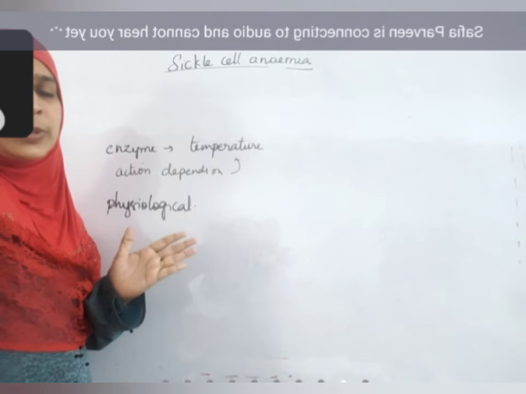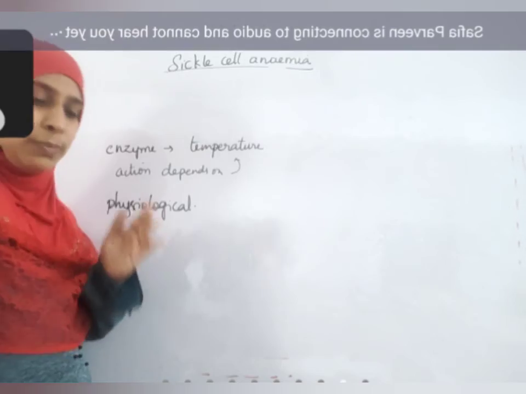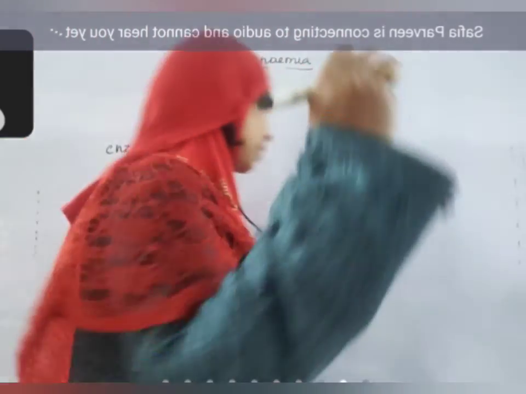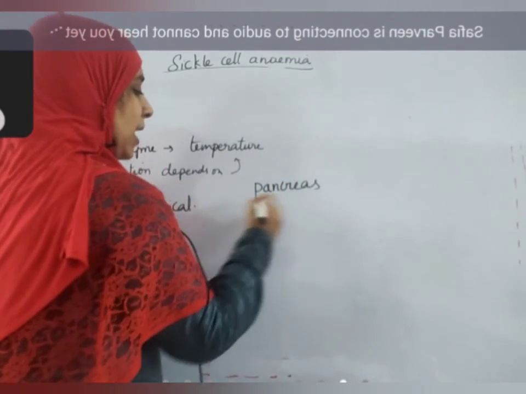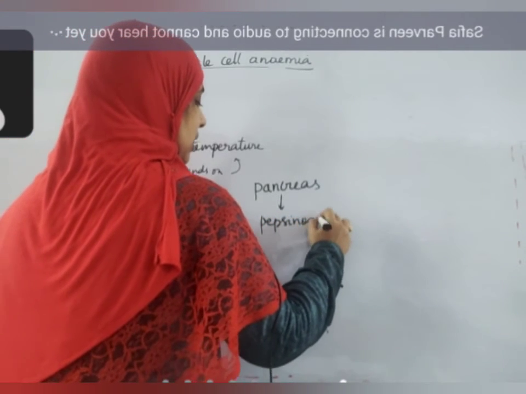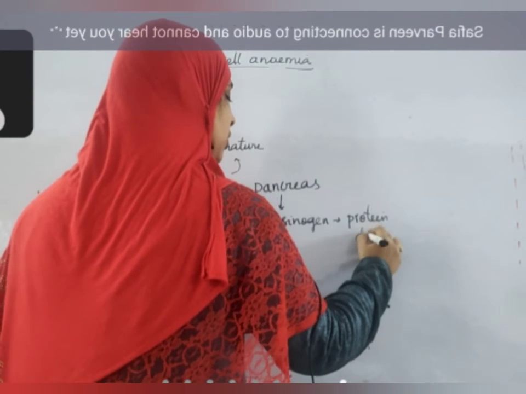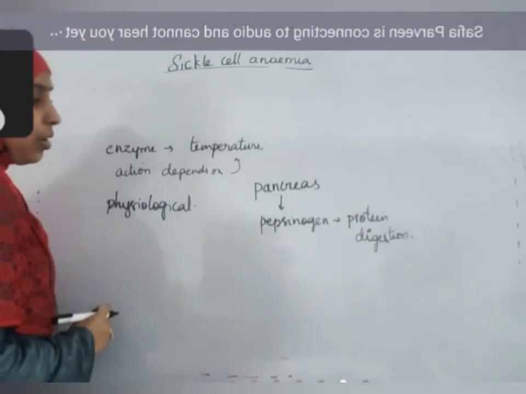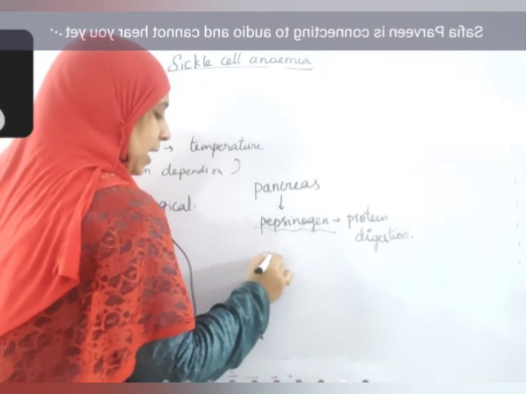That process will stop. Suppose let us take the pancreas is producing some enzymes. It is producing pepsinogen, an enzyme. The pancreas produces an enzyme called pepsinogen. This is very useful for protein digestion. So this pepsinogen will start being produced and it is stored inside the pancreatic cells.